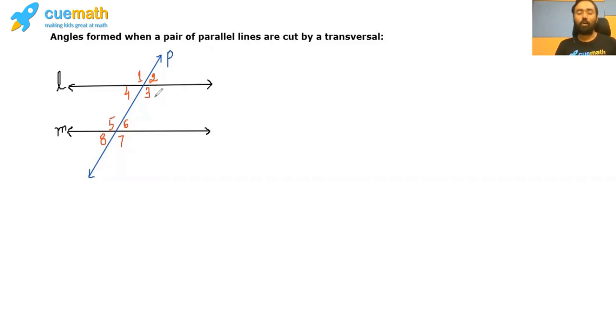So let us now see what happens to these angles. Now we have seen what these angles are called based on their positions. But let us see what happens when the two lines are parallel, and how we can compare the angles with each other, and what are the different relations these angles have with each other.